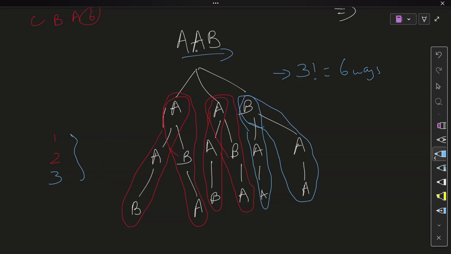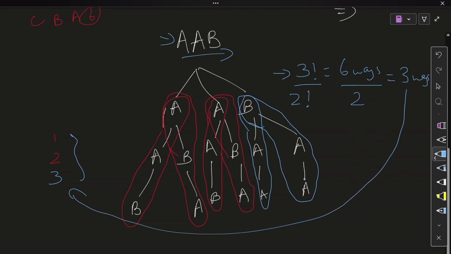So when something is being repeated in the letters here, the letter A is being repeated twice, then what we do is divide all possible outcomes by the factorial of the number of times the letter has been repeated, right? So the letter A has been repeated twice. So I'm going to go for 2 factorial in the denominator. And that 2 factorial is just 2. So that's going to give me 3 ways. And I have come to the same answer, right?